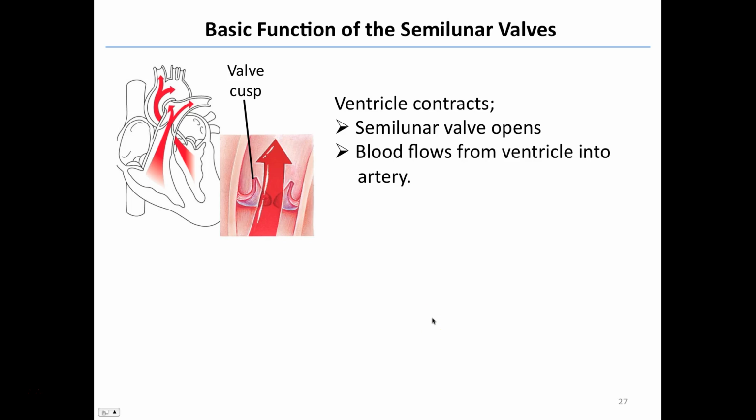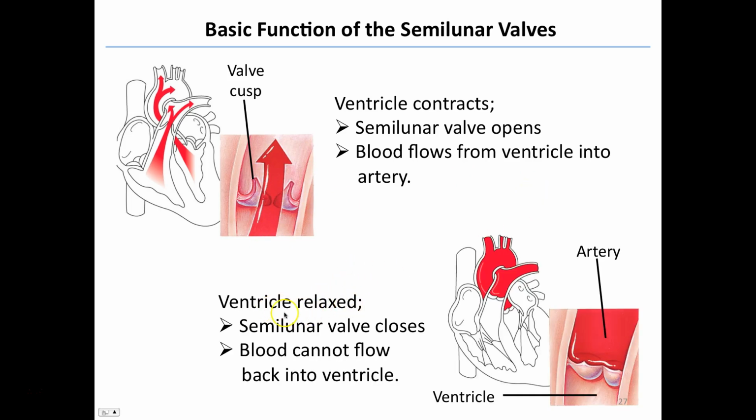So the semilunar valves, how do they function? Well, when the ventricle contracts, the semilunar valves are open, as we can see from this image here. So the ventricle contracts, the semilunar valve opens to allow the blood to flow from the ventricle to the artery. When the ventricle is relaxed and therefore filling from the atria, the semilunar valve is closed, and therefore it will stop any of the blood that's just been pumped into the artery from flowing back into the ventricle, as we can see here. And it's contained then in these great vessels.